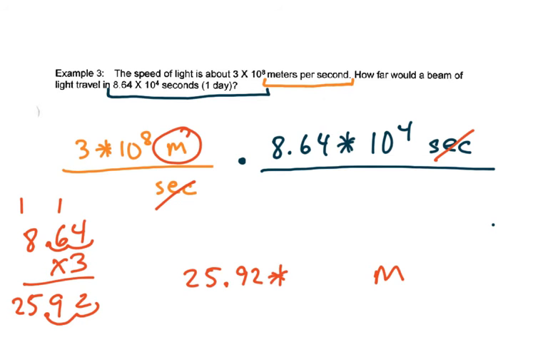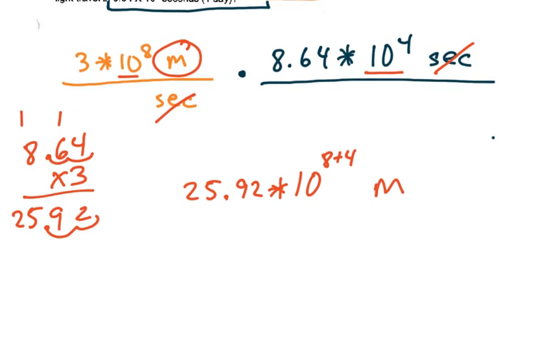And this is 25.92 times what? Well, we have 10 to the 8th and 10 to the 4th. And this is where we're going to use the skills that we've just learned, which is that if the bases are the same, what do we do with the exponents? We add the exponents. So this is going to be 10 to the 8 plus 4, which is going to give me 25.92 times 10 to the 12th meters.